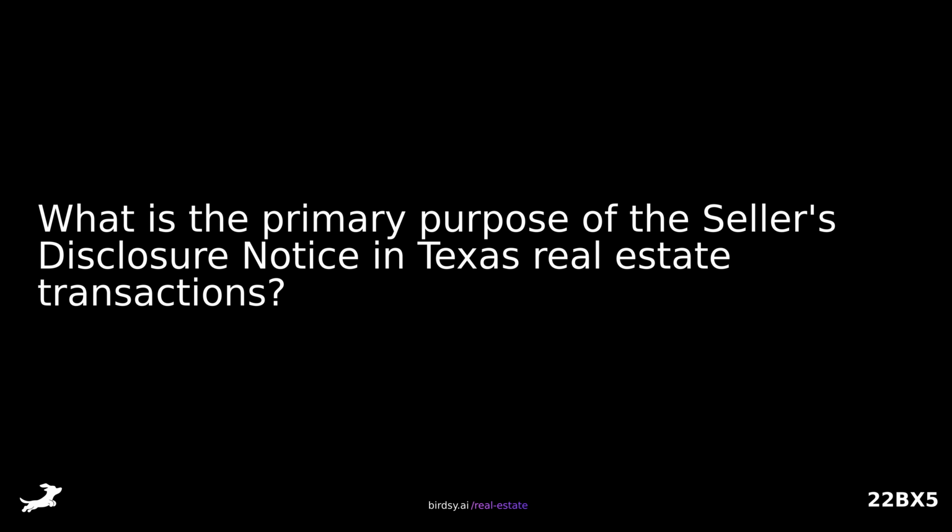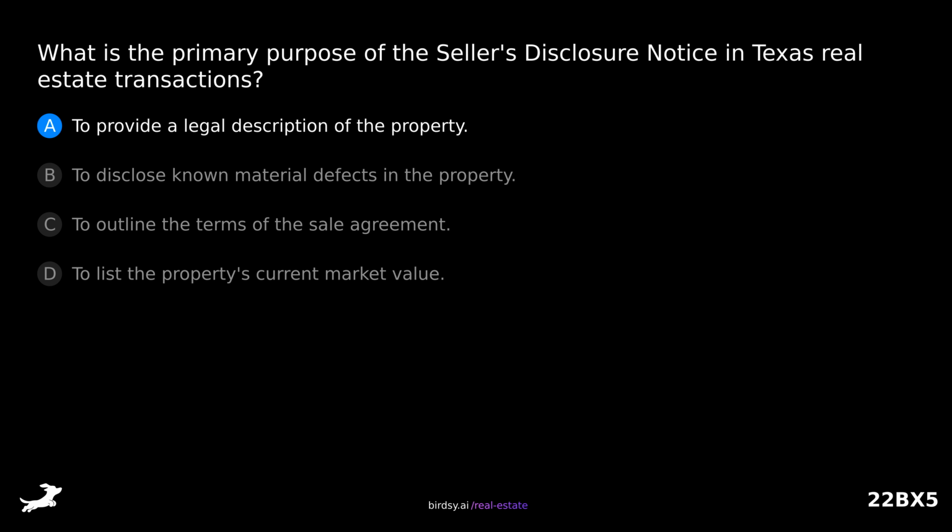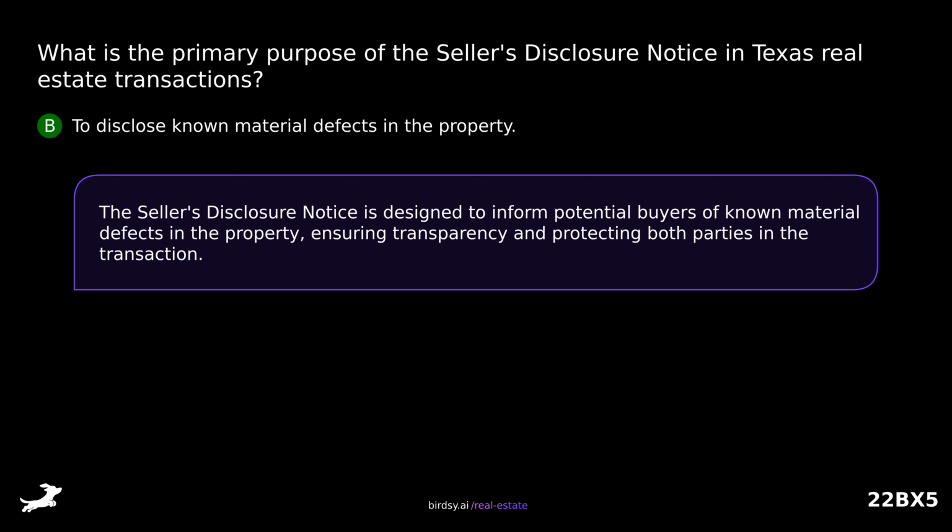What is the primary purpose of the seller's disclosure notice in Texas real estate transactions? Is it A, to provide a legal description of the property, B, to disclose known material defects in the property, C, to outline the terms of the sale agreement, or D, to list the property's current market value? The answer is B, to disclose known material defects in the property. The seller's disclosure notice is designed to inform potential buyers of known material defects in the property, ensuring transparency and protecting both parties in the transaction.